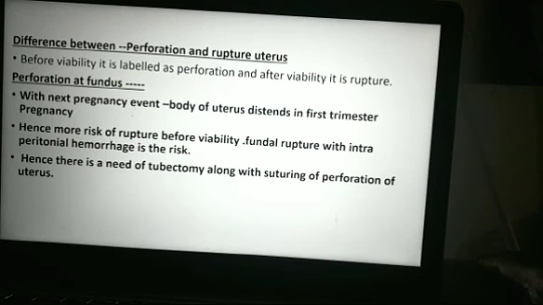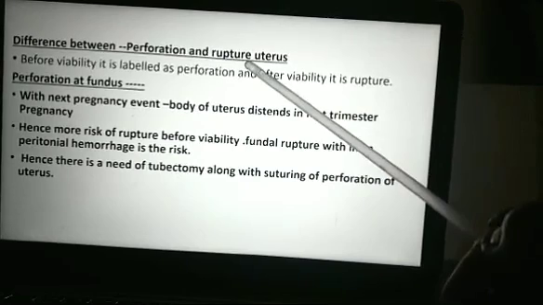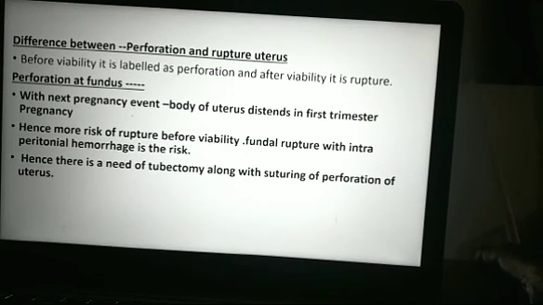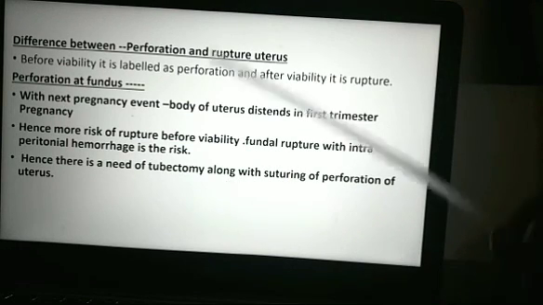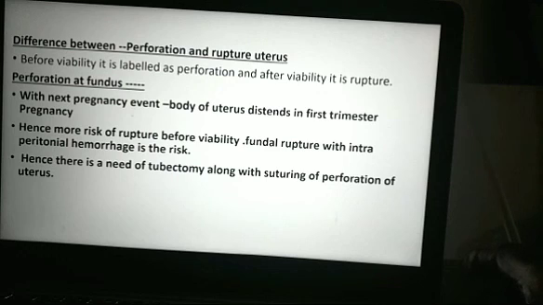What is the difference between perforation and rupture of uterus? Perforation means the rent in the uterus is before viability. In rupture uterus, the rent is there after viability. If there is fundal perforation, there is risk of rupture of uterus. Hence, tubectomy should be done in these cases to prevent the next pregnancy event.